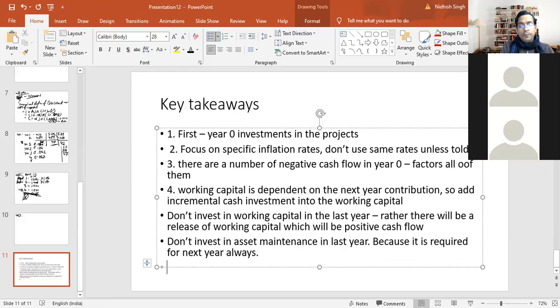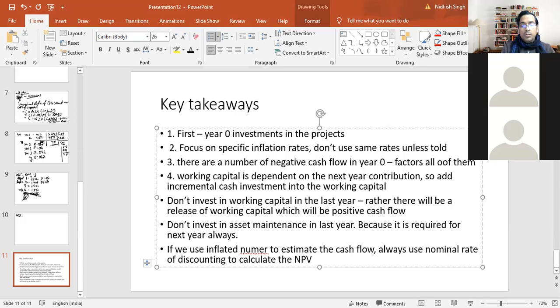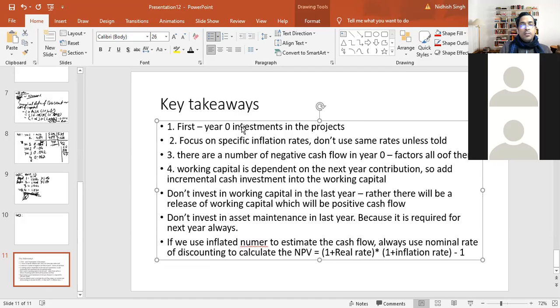Lastly, if we use inflated numbers to estimate the cash flow, always use the nominal rate of discounting to calculate the NPV, which is 1 plus real rate times 1 plus inflation rate, and then don't forget to minus 1 as well. So these are a few points that we should always take care of in investment appraisal calculations for NPV.